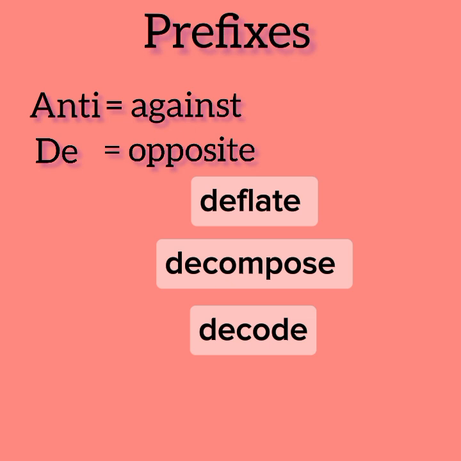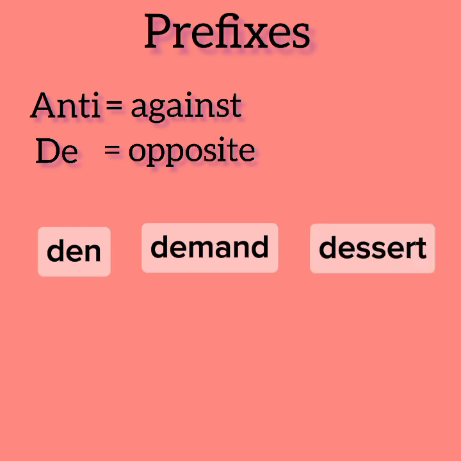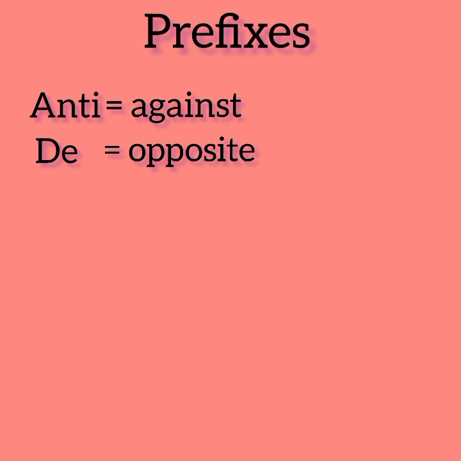But there are words in which de doesn't act as a prefix. You can take the example of the words den, demand, desert. There are a lot of other words in which de doesn't act as a prefix, but it's just a clue, so that where it is acting as a prefix, you can easily guess the meaning of the word.